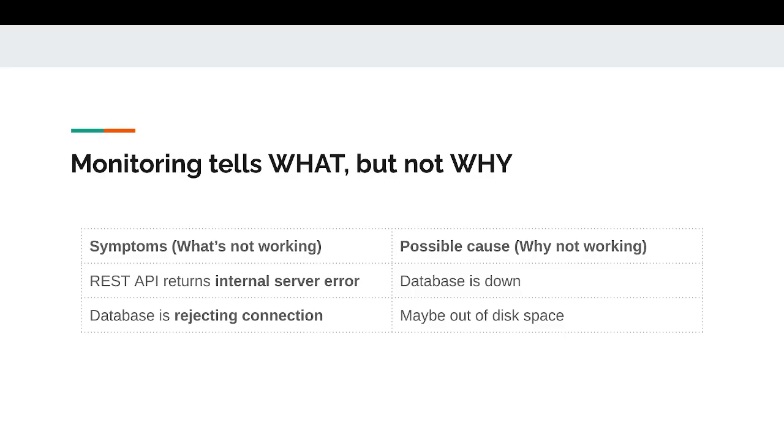So a monitoring system will tell you just what's not working. The why, the possible root cause, is something different. It's not part of monitoring. I have already explained this in the very beginning, in the basic workflow.